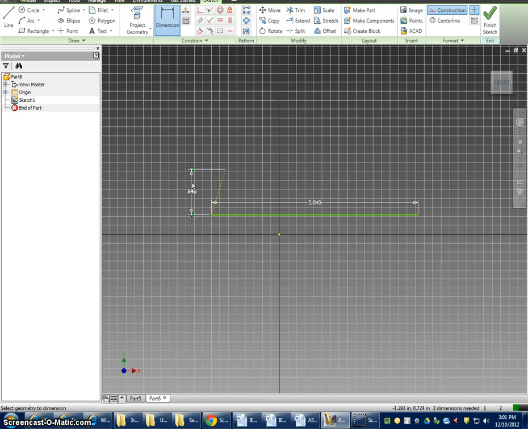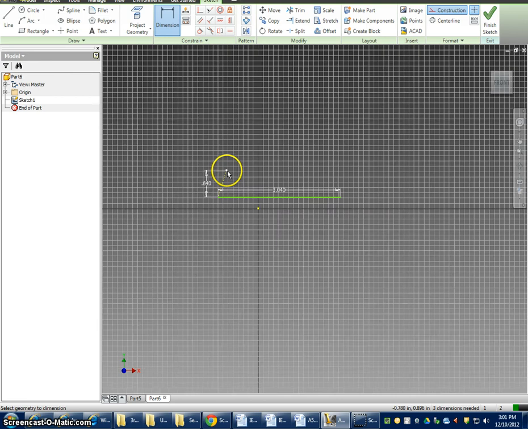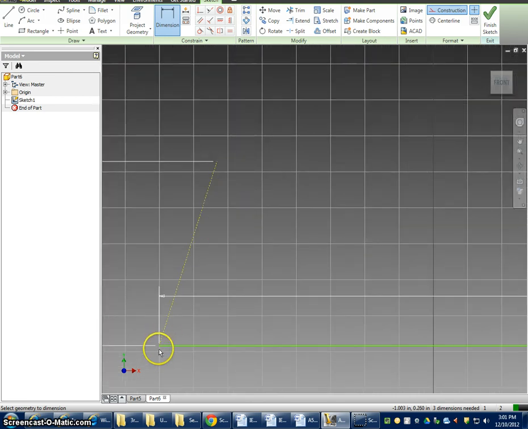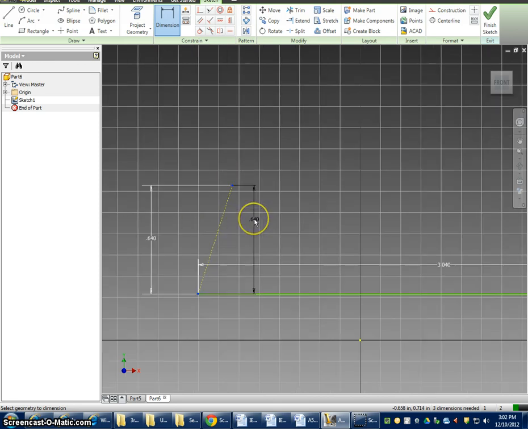Okay, and you just saw that I could dimension it in a vertical sense, but I'm going to show you one more thing. In the event that it comes in handy later, I can pick the endpoints of the line, and notice if I do this, I get that same 0.64. Instead of going sideways, I'm going to go up.